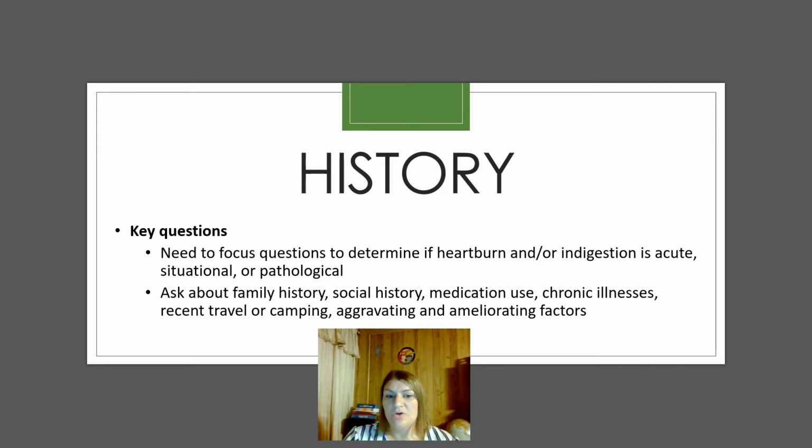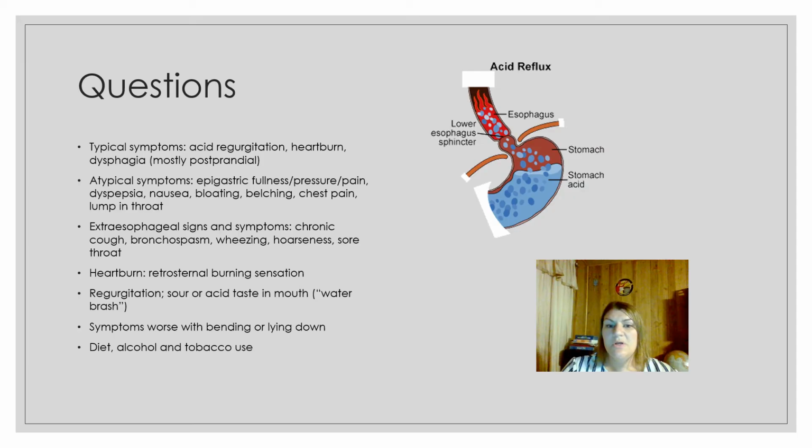So when you're taking a history from these patients, you want to focus on determining if this heartburn or indigestion is acute, is it situational, is it pathologic? Is there a family history, social history as far as alcohol and smoking? What are their medications? Do a med review. What are their chronic illnesses? And you want to see what those aggravating and ameliorating factors are, which could be the improvement. So what aggravates, what improves?